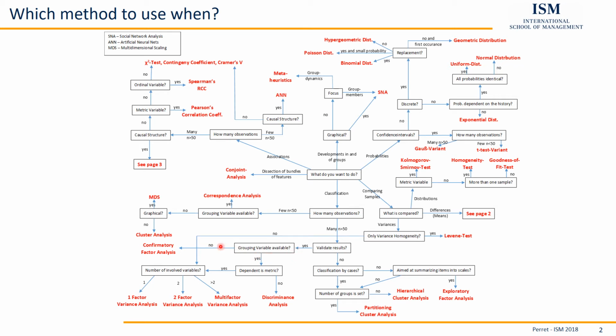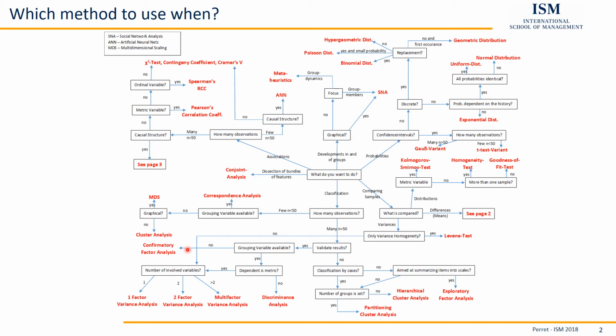If no, well, this is a bit problematic here, because with confirmatory factor analysis, we don't have a grouping variable, but we already know which of our questions are summarized by which of our factors. So here we just confirm, that's also the name, what is the best way to actually build our factors. But we already know this item, this question goes into this factor.